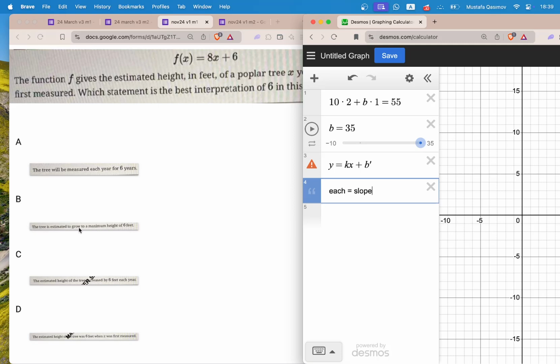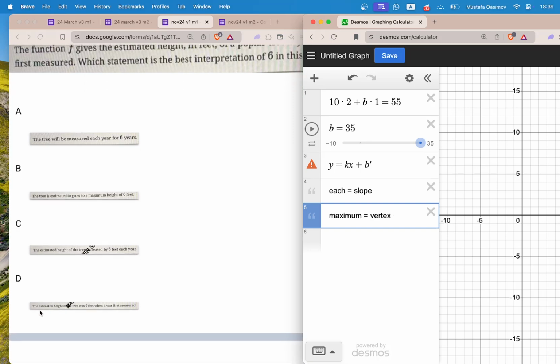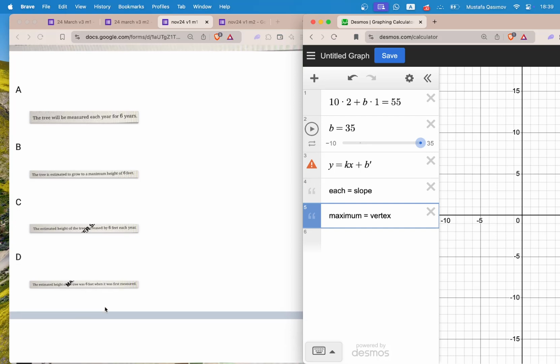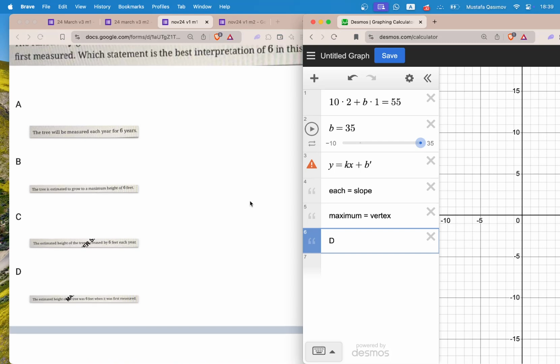The tree estimated to grow maximum height of 6 feet. Maximum is related to vertex. And in a line, we don't have vertex. There's no maximum in a line. It's not correct. Estimated height increases by 6 feet each year. It's also not correct. It is slope. Estimated height of the tree was 6 feet when it was first measured. Because it says it was first measured, we can understand that it is y-intercept. So answer is D. Do you have any question until 5?